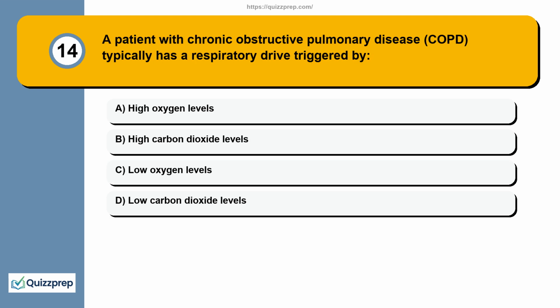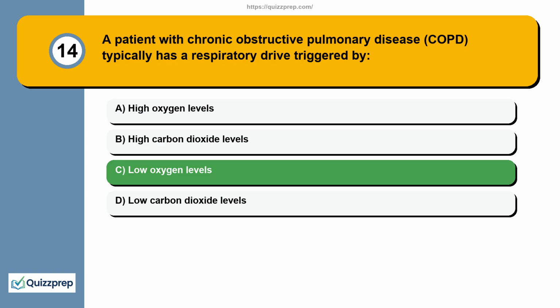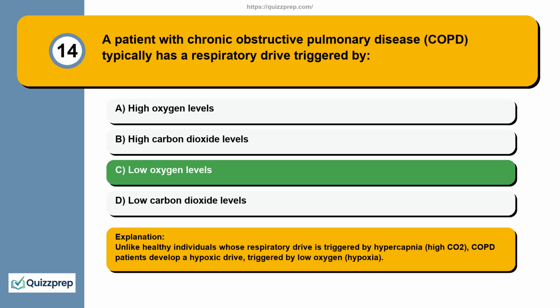Question 14. A patient with chronic obstructive pulmonary disease, COPD, typically has a respiratory drive triggered by. Here are your options. Option A. High oxygen levels. Option B. High carbon dioxide levels. Option C. Low oxygen levels. Option D. Low carbon dioxide levels. The correct answer is option C. Low oxygen levels. Explanation. Unlike healthy individuals whose respiratory drive is triggered by hypercapnia, high CO2, COPD patients develop a hypoxic drive, triggered by low oxygen, hypoxia.